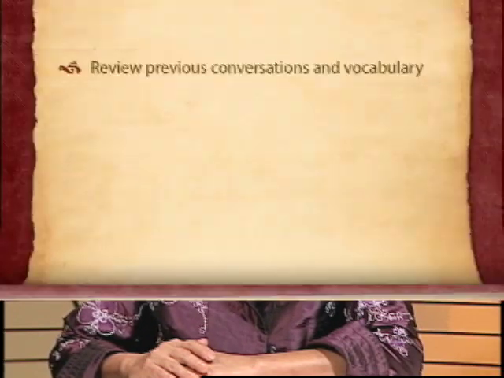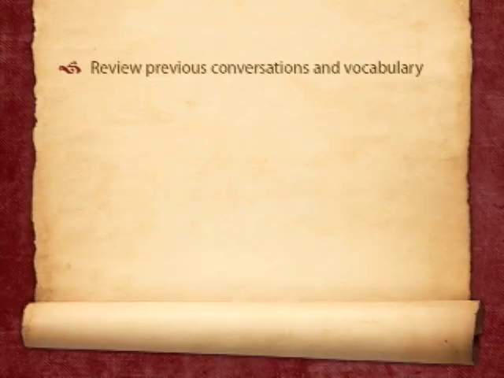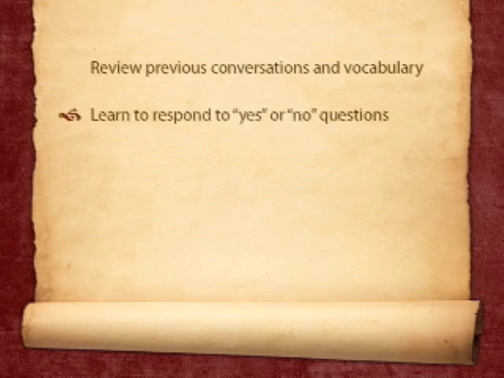In the past 2 lessons, you've learned to use the words 什么 and 谁的 to ask the questions what and whose. Today, you use the question word 吗 to help you identify if something belongs to someone. In this lesson, we will review the conversation and vocabulary from our previous 2 lessons, learn how to respond to yes or no questions, and ask the question, is this yours? Let's begin today by watching the dialogue again from lesson 13.